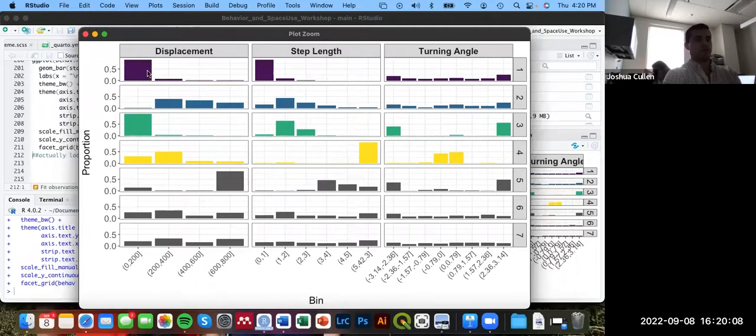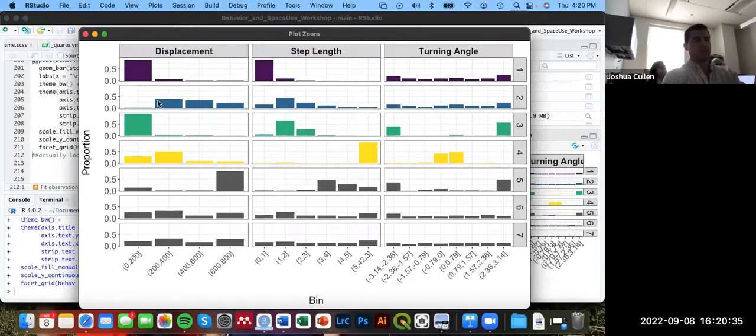State 1 is defined by very low displacement, ranging from 0 to 200 kilometers. Everything above that is in low proportion. Step length is also very small, from 0 to 1 kilometer, for the majority of these. And then turning angles are relatively flat here. Maybe a little bit more at negative pi and pi, but everything else in between is lower.